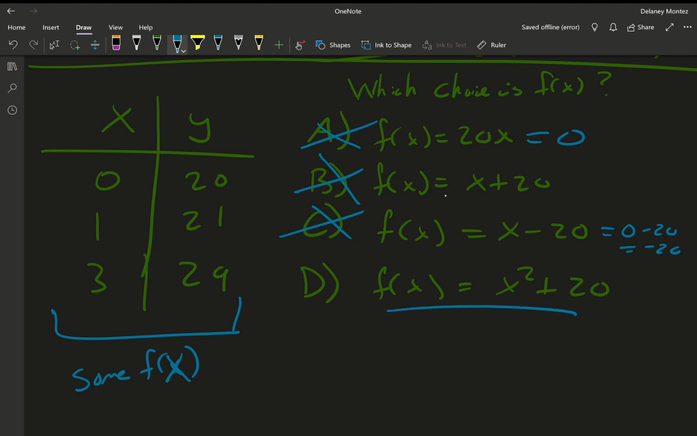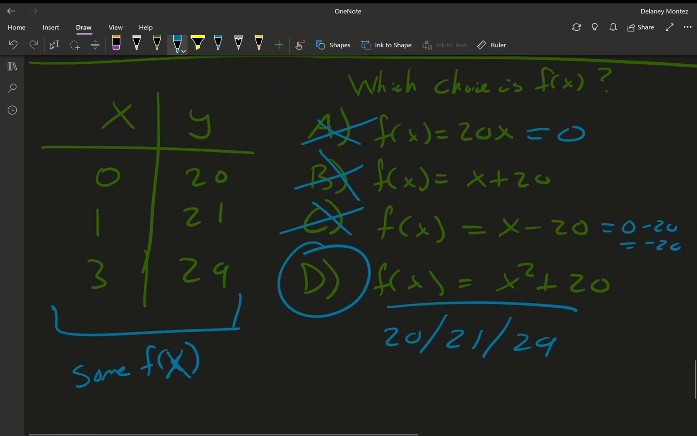So we know it's D, but just to make sure we did our math right, 0 squared is 0 plus 20, so we'll get 20. That's good. Let's see, plug in 1. 1 squared plus 20 is 21. That's also good. 3 squared plus 20 is 9, so 9 plus 20 is 29. Sure enough, that gives us our answer. So the answer was D.